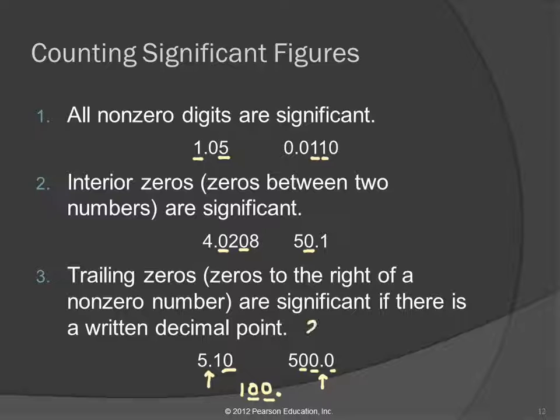If we have a number like this, 20, no decimal point, that 0 is not counted, because there was not a decimal point. Doesn't matter if the 0 is before or after the decimal point. If it's on the far right side, if it's a trailing 0 and there's a decimal point anywhere in the number. Any questions?